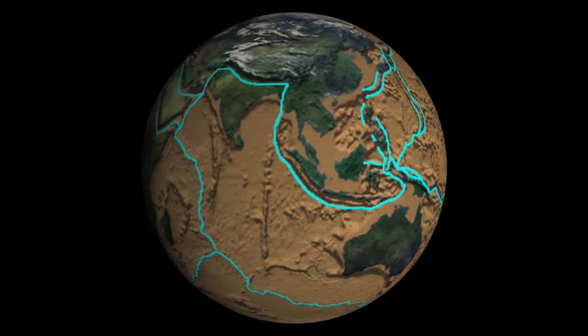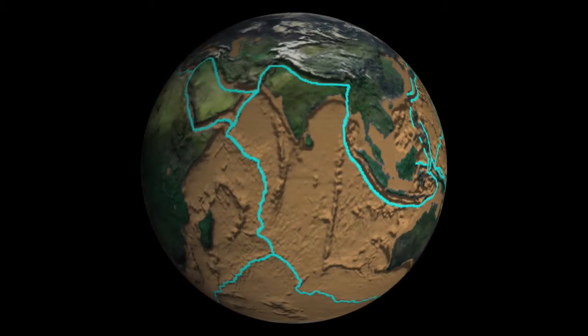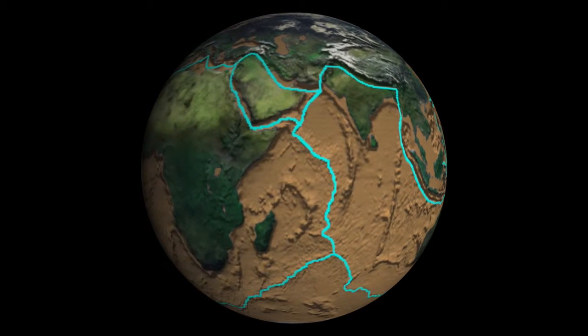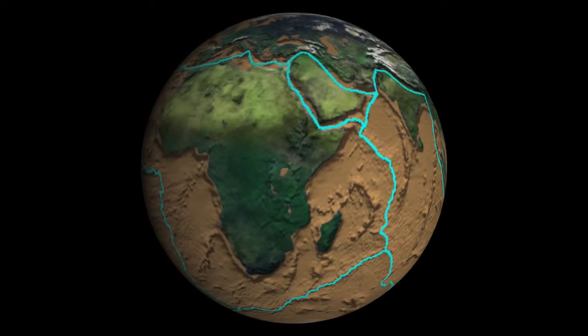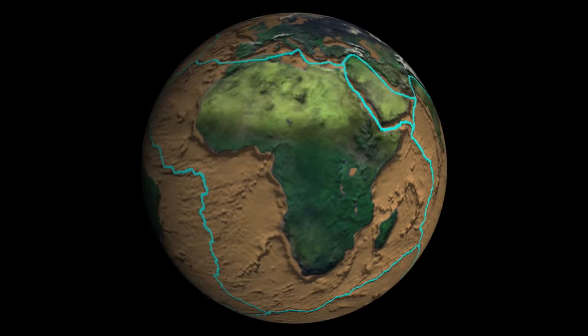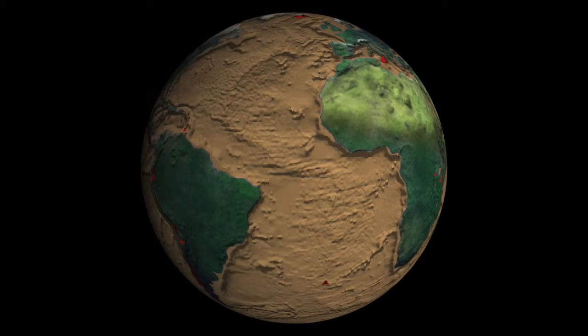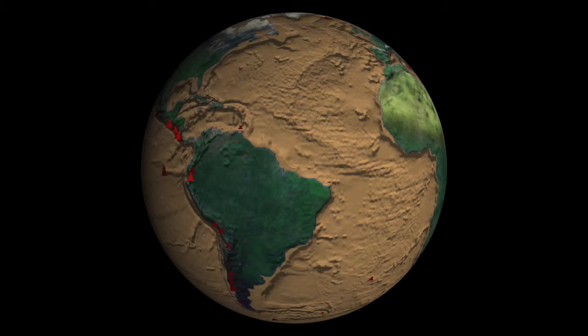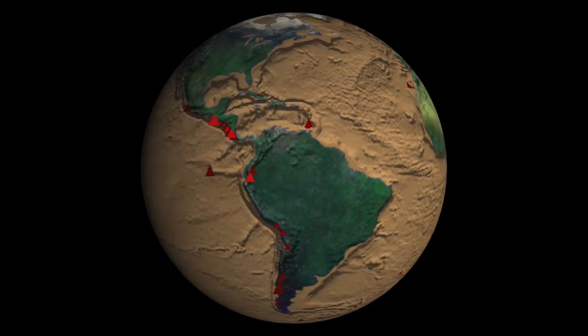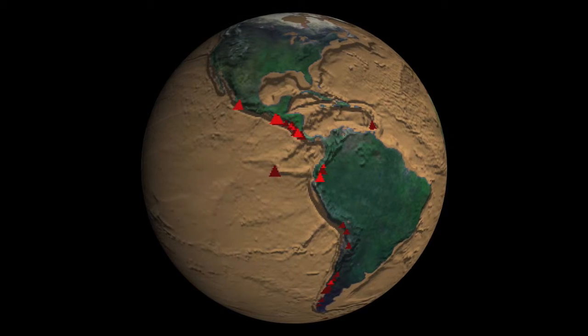As oceanic plates are driven under continental plates into Earth's mantle, they begin to melt. The molten rock rises to the surface, forming volcanoes. The red triangles show the locations of recorded volcanic eruptions that occurred from 1960 to 1995. Like earthquakes, most volcanoes are located near plate boundaries.